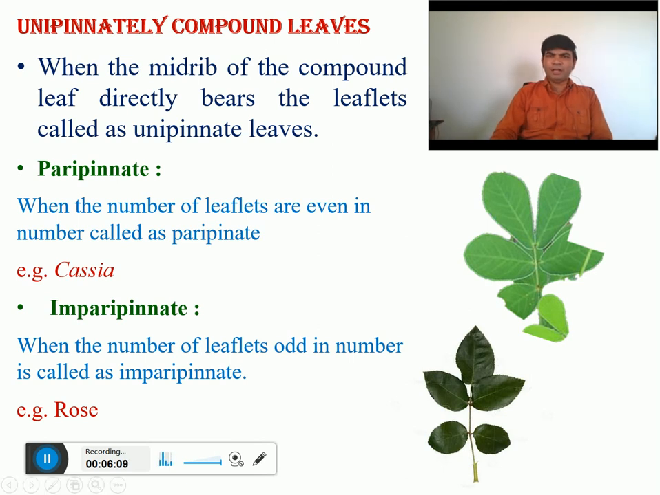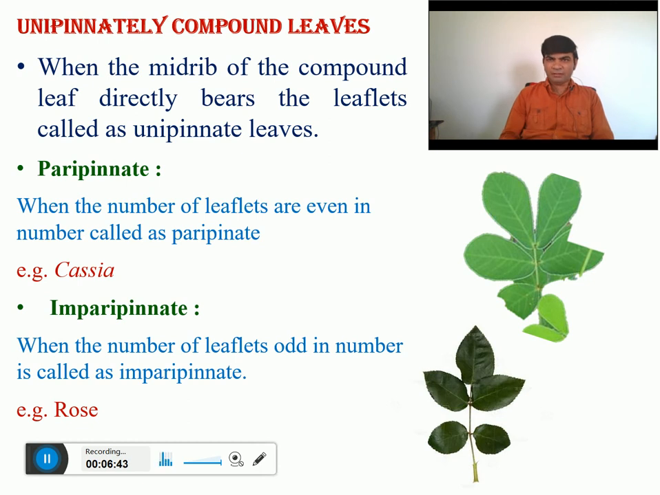Now this unipinnately compound leaf, on the basis of the number of leaflets which are formed, again is of two types, paripinnate and imparipinnate. What is the paripinnate? When the number of leaflets is even in number. Even in number means, for example, there is a formation of 4, 6, 8, 10, 12 leaflets. When such types of leaflets are formed, that leaf is called the paripinnately compound leaf.